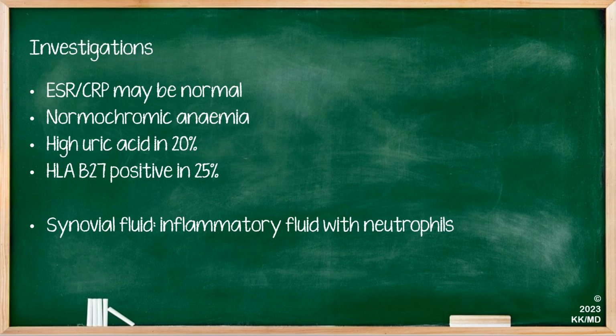Okay, so now let's talk about the investigations that you may want to consider in someone who presents to you with query psoriatic arthritis. Like many other rheumatological conditions, you may want to do your ESR and CRP, which importantly may be normal in this condition. You might see a normochromic anemia as an anemia of chronic disease, which would be an important factor to pick up. You may see high uric acid levels in about 20% of cases, and as we discussed earlier, about a quarter of the cases will have HLA-B27 positive serum marker in their blood.